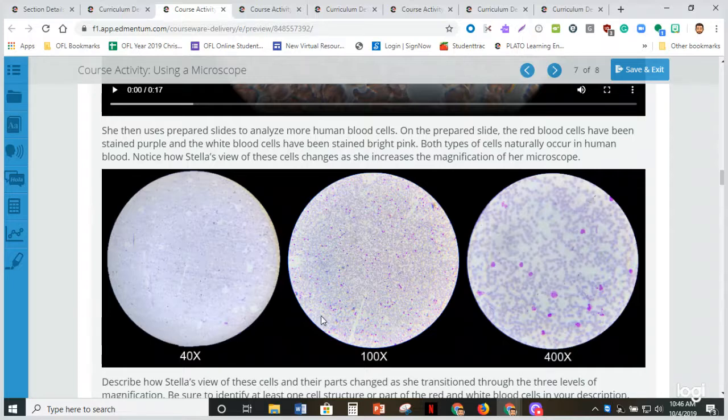Read right here about the human blood cells on the different slides. Talk about what you can and cannot see in the magnifications, so 40x versus 100x versus 400x. What can you see? What can't you see as the magnification increases? What do you notice?